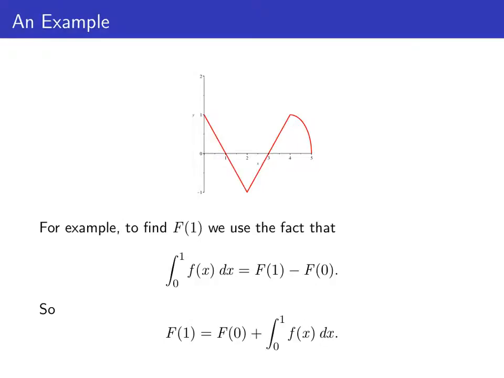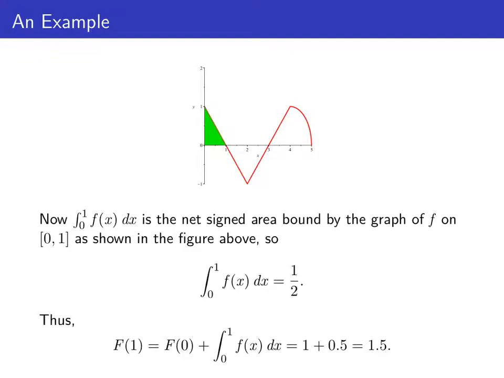Now we can evaluate this definite integral from 0 to 1 of little f of x dx by interpreting this integral as a net signed area. And notice that on the interval from 0 to 1, the graph of little f is above the x-axis, so this integral is going to give us an area. In fact, the area of this green shaded triangle, with height 1 and base 1. So the integral from 0 to 1 of little f of x dx is a half. And that means that big F of 1 is big F of 0, which we're assuming to be 1, plus this integral, which we found to be a half. So big F of 1 is 1.5.